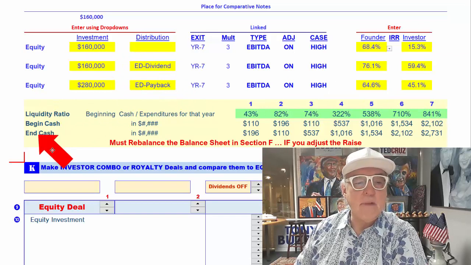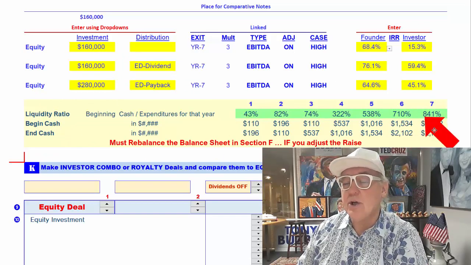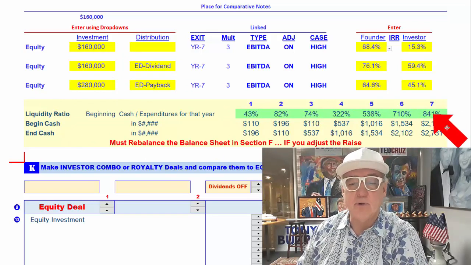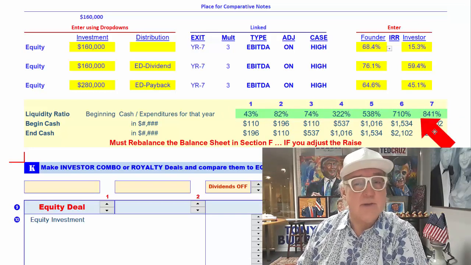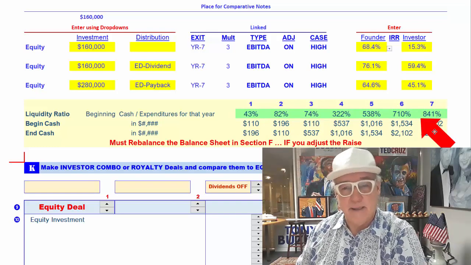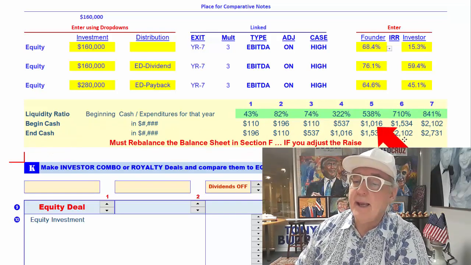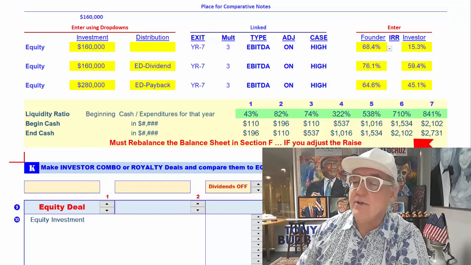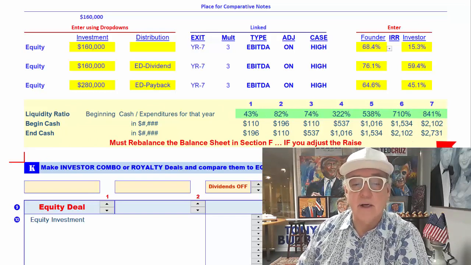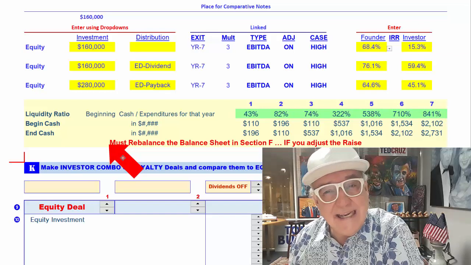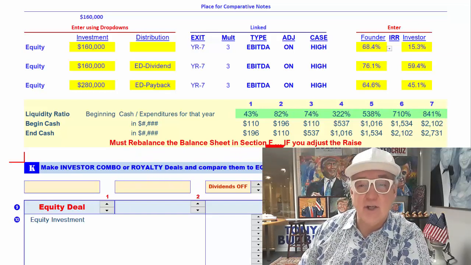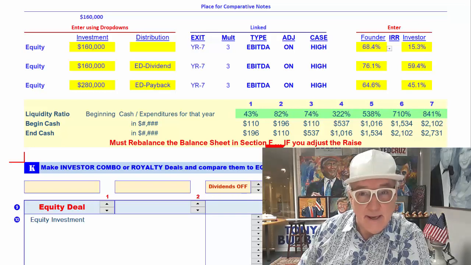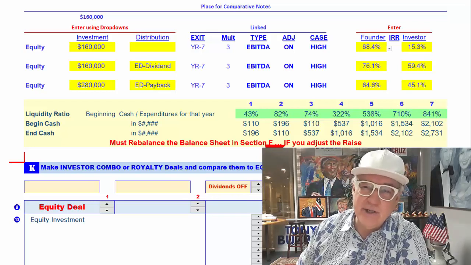Now, this is also just showing your liquidity ratio. This is live. Whatever you do, you'll see it moving. And it's equipped with colors. Green is good, pink is worrisome, and yellow is, well, we've got a little problem maybe developing. So here's the beginning cash in thousands, and here's the ending cash in thousands. Don't forget, if you change the amount of money raised, you must rebalance the balance sheet in Section F. Remember that. It doesn't affect the returns, it just looks silly to have an out-of-balance sheet.